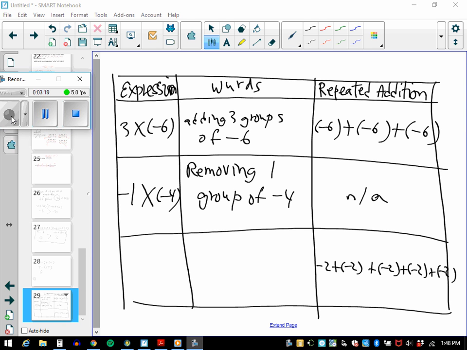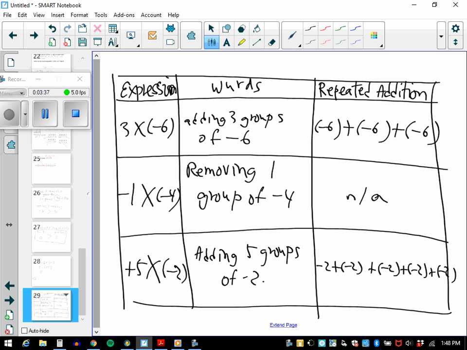And your last question gives you that string of addition. That's adding 5 groups of -2. Adding 5 groups of -2 is what it looks like as an expression. And you would say adding 5 groups of -2.